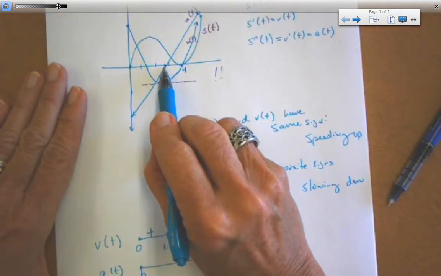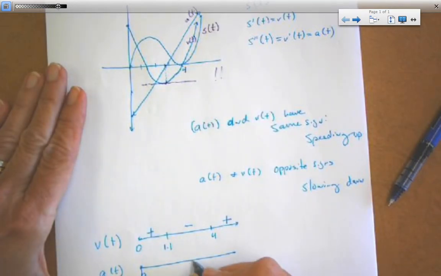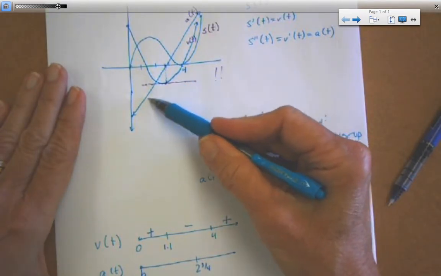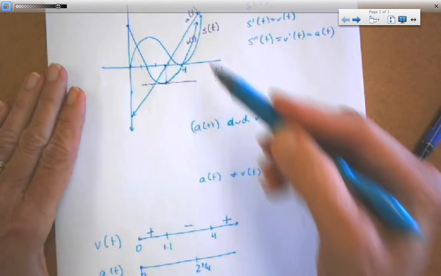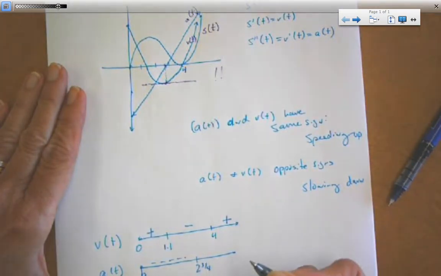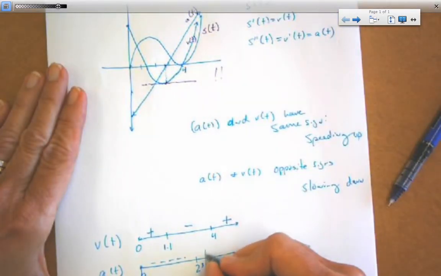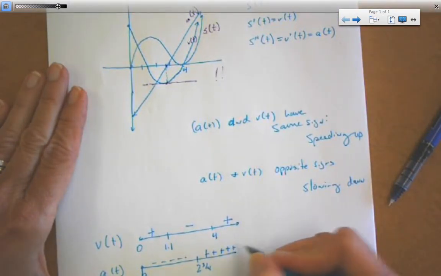All right, so let's say that is about 2 3/4. So about 2 3/4. All right. So acceleration is below the axis up to its x-intercept. So those are negative values. And then it's above the x-axis from there forward. So those are positive values.